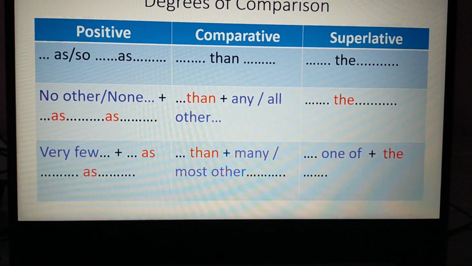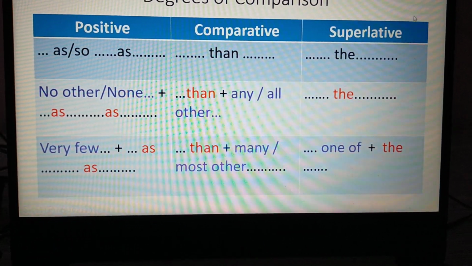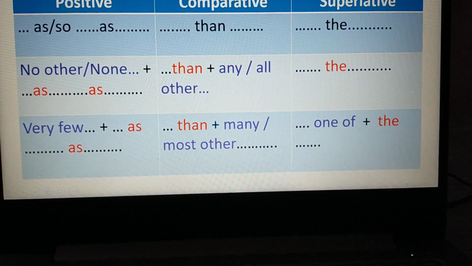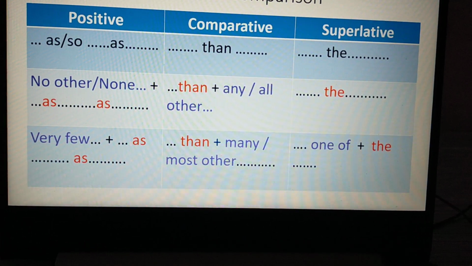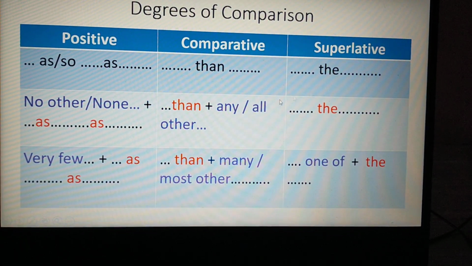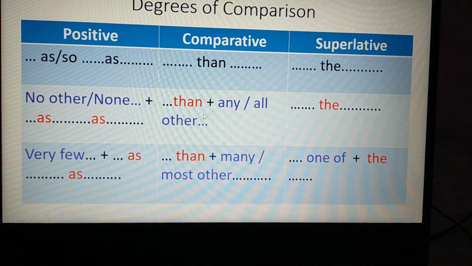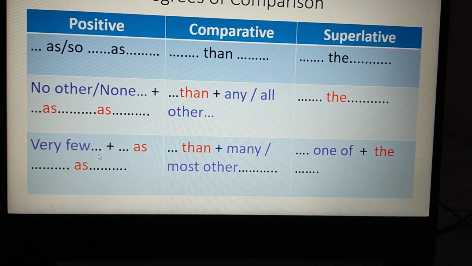Now here in this table you can see there are 2 ways how to change the sentences. For example, many times the students get confused during the exams when to frame the sentence in the positive degree, starting with no other, or when to use with very few. Now the table will help you to understand when to use which.